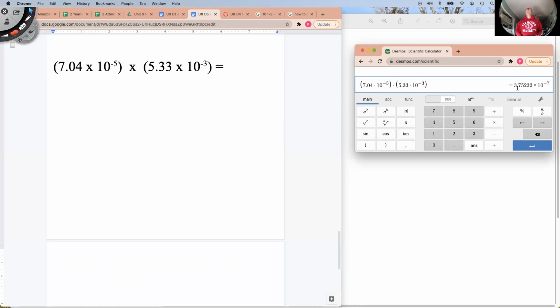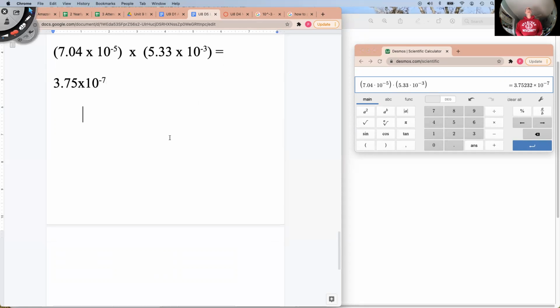So here's our, oh, look at this. It put it in scientific notation for us. Thank you so much. This says 3.75 times 10 to the minus 7. So that's going to be our answer, and we would write down 3.75 times 10 to the negative 7th power.